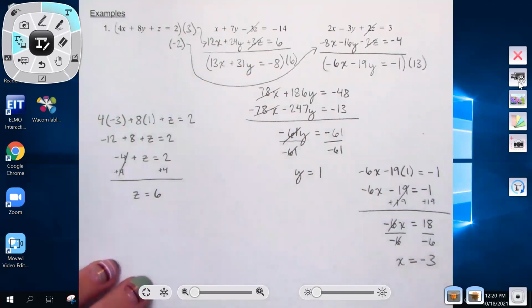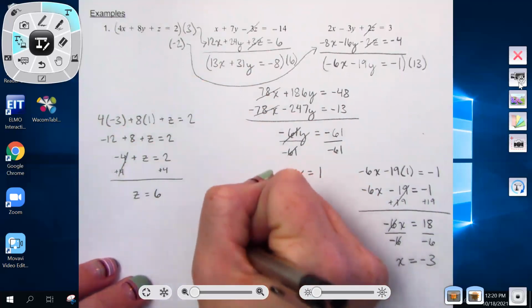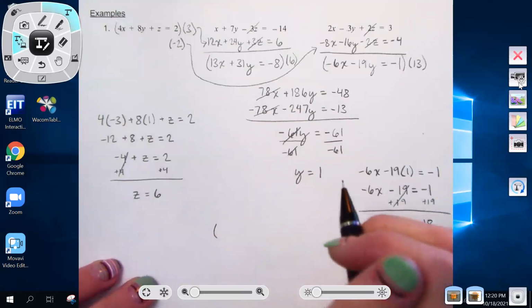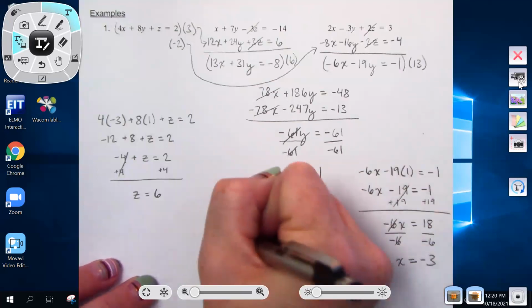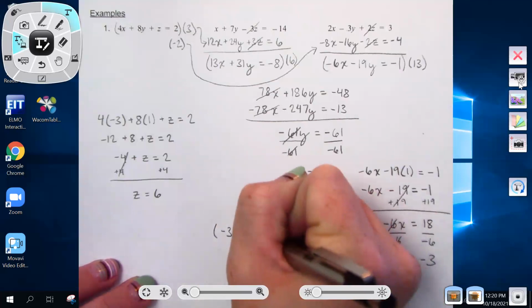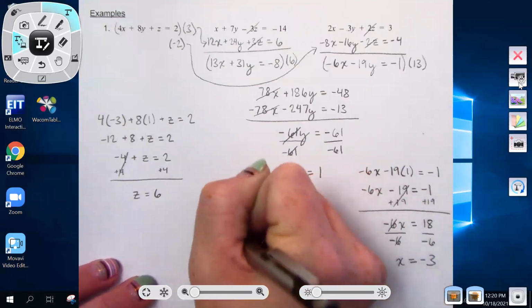I want you to write your solution as an ordered triple. Instead of an ordered pair, it's X, Y, Z. So we've got negative 3, 1, 6 is our answer.